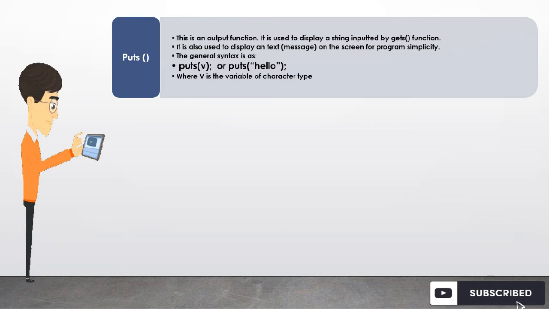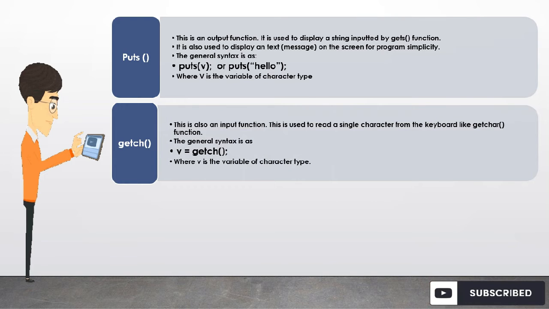Let us continue to learn about getch. This is also an input function. This is used to read a single character from the keyboard, like the getchar function. The general syntax is v = getch(); with a semicolon in the end, where v is the variable of character type.